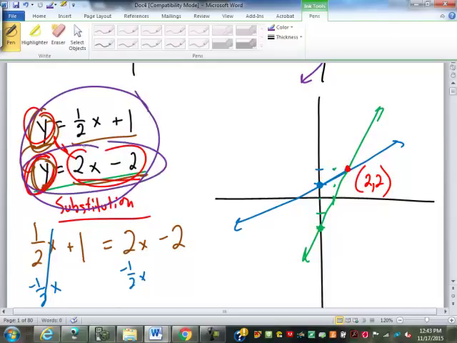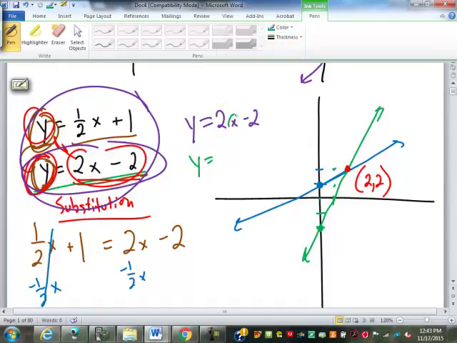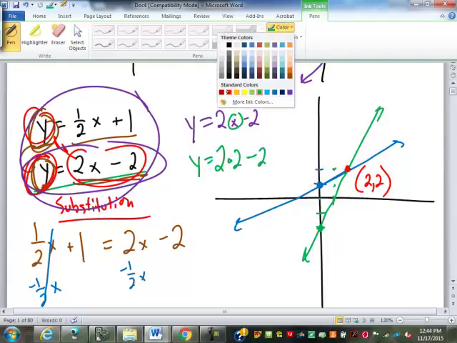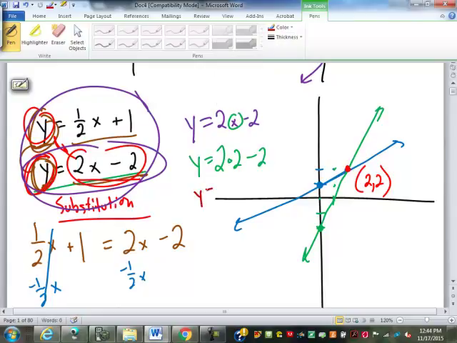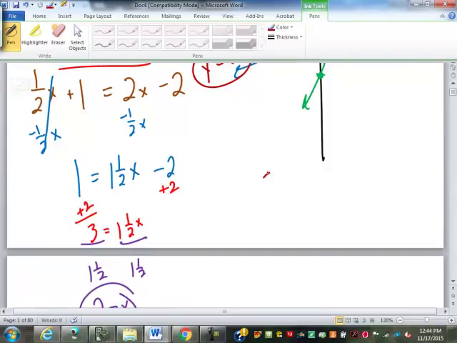Now, I'm going to do the second one because there's no fractions in it. y equals 2x minus 2. And since we just found out that x equals 2, I can replace that x with 2. So y equals 2 times 2 minus 2. And now it's simply order of operations. What is 2 times 2? 4. 4 minus 2 is 2. So y equals 2. So x equals 2, y equals 2 gives us the point (2, 2). Not so bad?